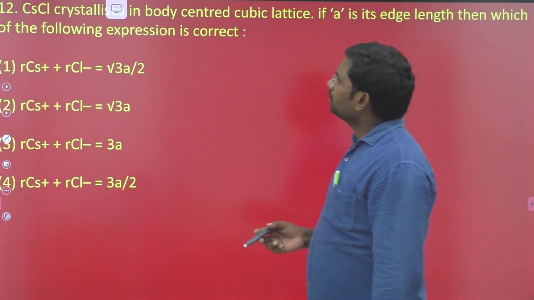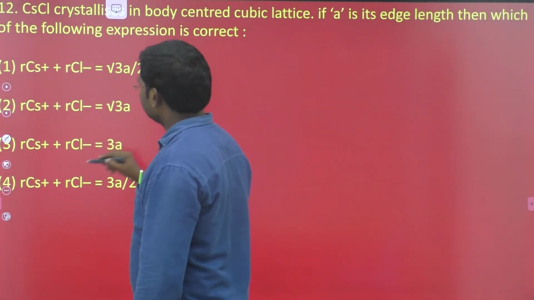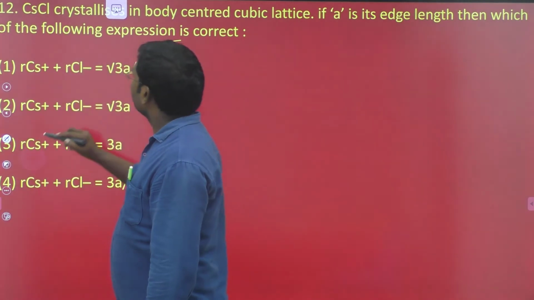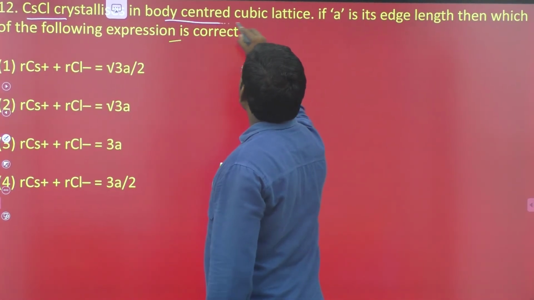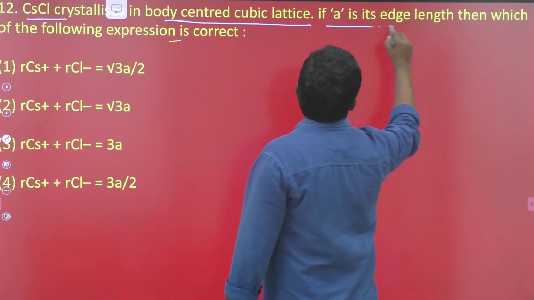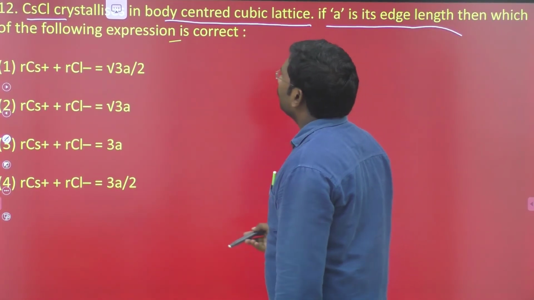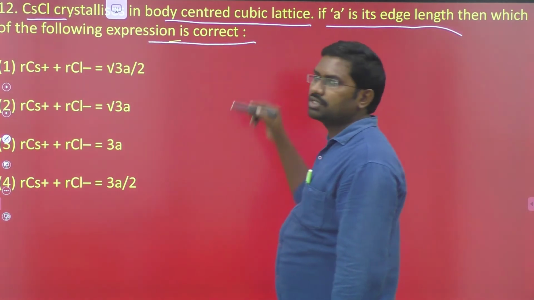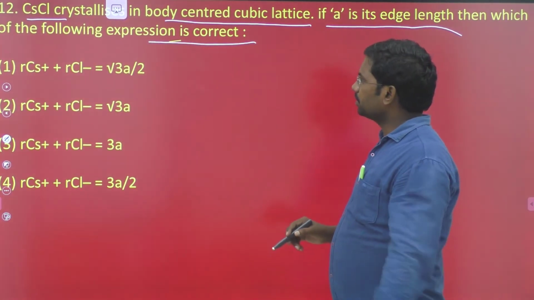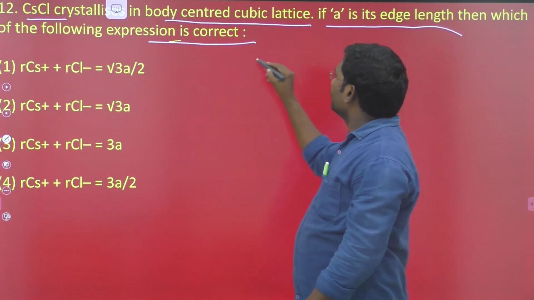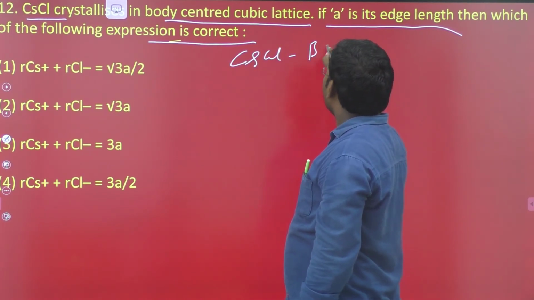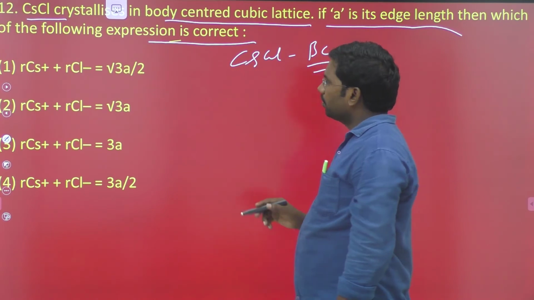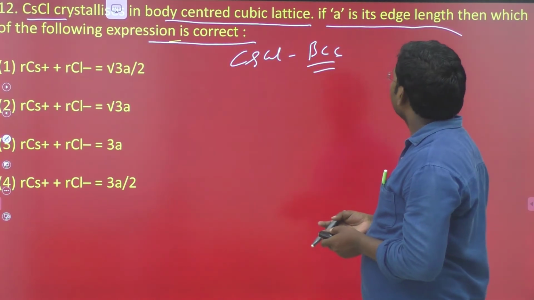And come to the next one. In cesium chloride, CsCl crystal in body centered cubic lattice, if a is its edge length, then which of the following expressions is correct? In case of cesium chloride, CsCl, it has the body centered cubic structure. What is the relation between the edge length a and the radius?